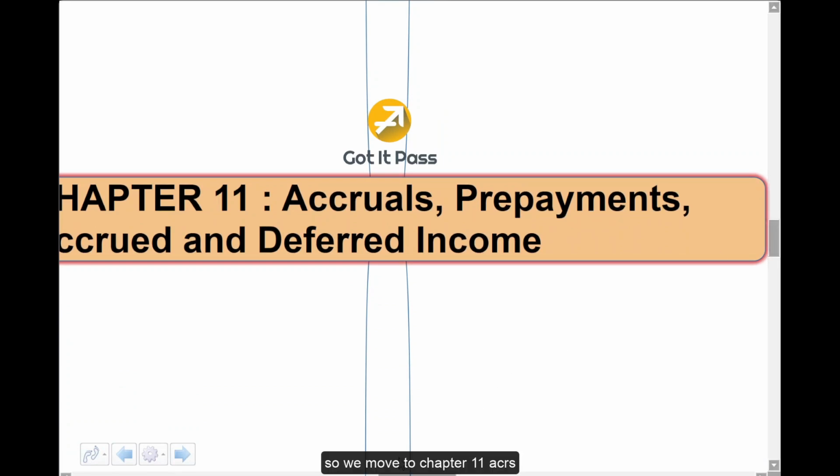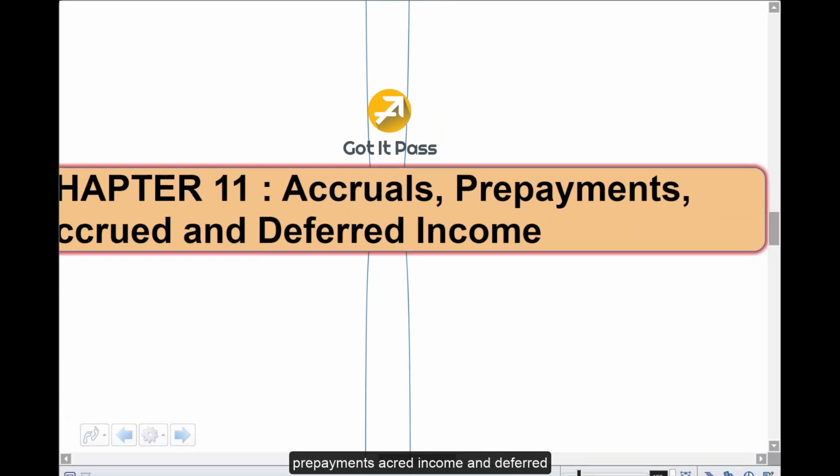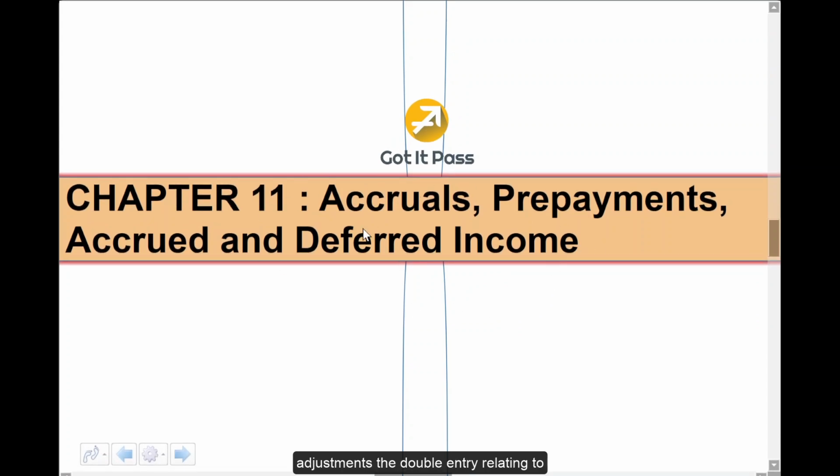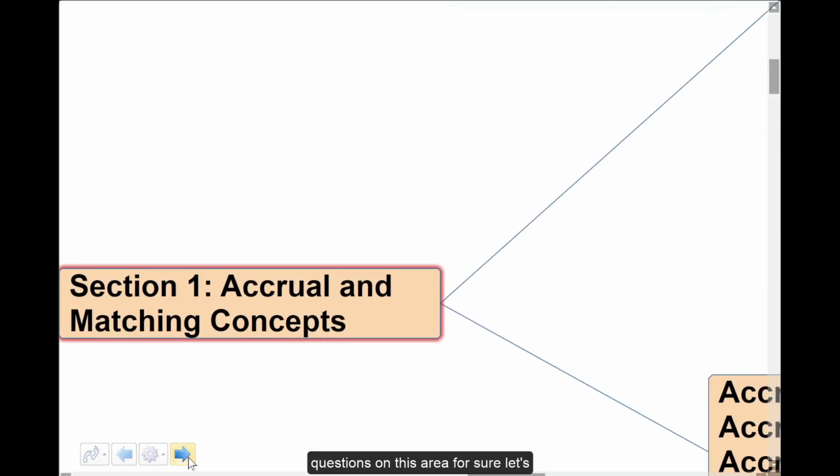So we move to Chapter 11, Accruals, Prepayments, Accrued Income, and Deferred Income. Now this chapter I would probably place reasonably high up, certainly not in the latter 50% of chapters, certainly in the first 50. The reason is that the adjustments, the double entry relating to this area, tend to cause students a little bit of difficulty. So we need to spend some time on it because I expect questions on this area in the exam for sure.